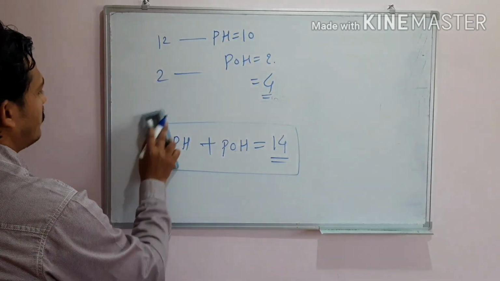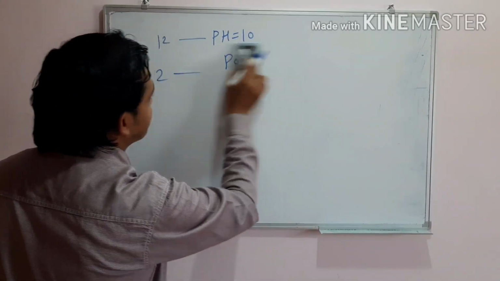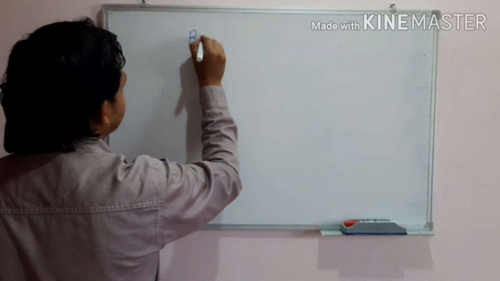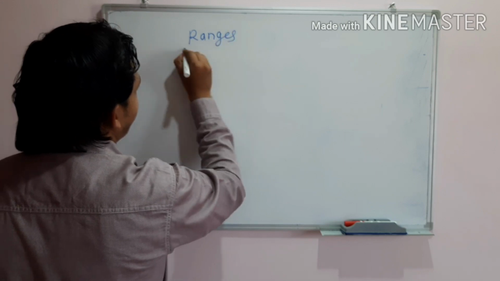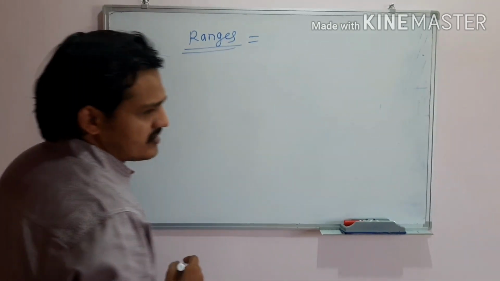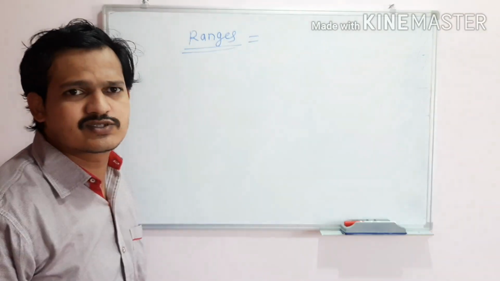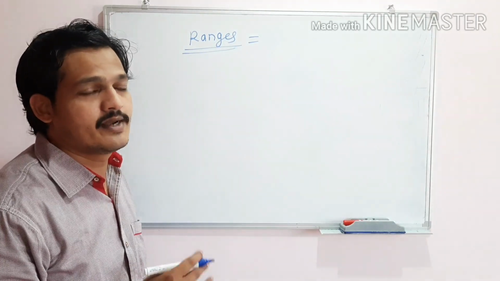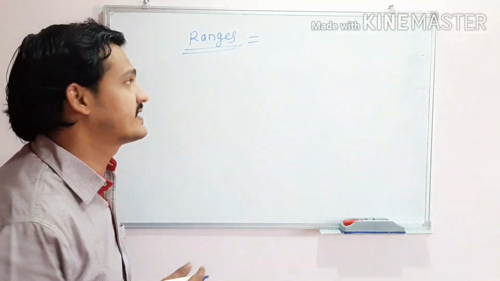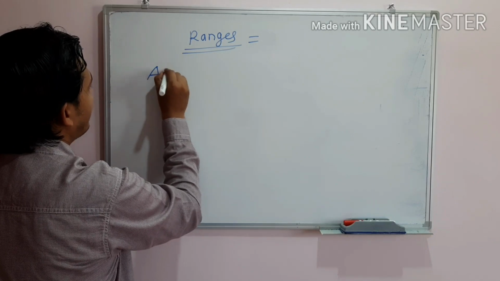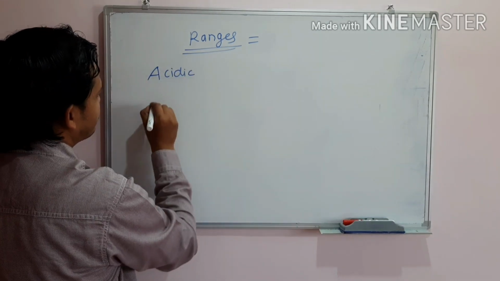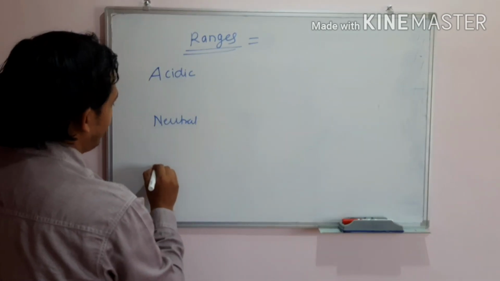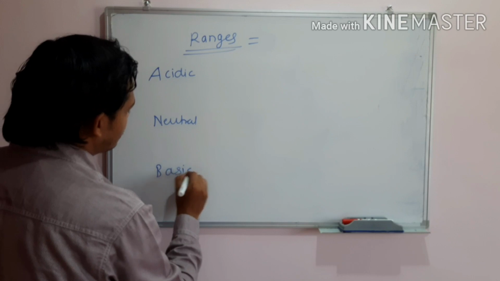Okay. Now, let us move to the ranges. Ranges of pH. As you know, 0 to 7 is called acidic, 7 is called neutral, and 7 to 14 is called basic. Now, how are acidic solutions, basic solutions and neutral solutions defined?